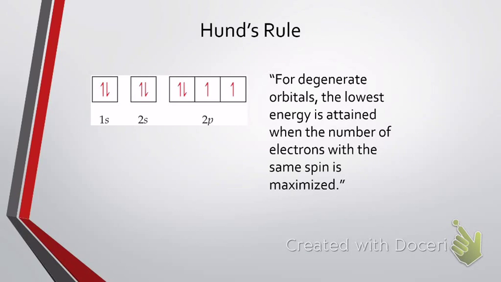That's called Hund's Rule. What Hund's Rule states is that for degenerate orbitals, the lowest energy is attained when the number of electrons within the same spin is maximized. So what does that mean? They've actually shown you, this is for oxygen.